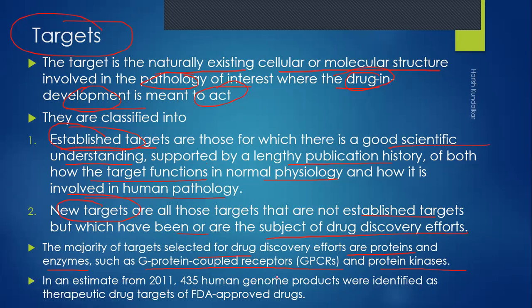In an estimate that was done in 2011, approximately 12 years back, 435 human genome products were identified as therapeutic drug targets for FDA approved drugs. Okay, so more than 400, almost like 500 के आसपास, 500 से थोड़ा कम genome products were identified as therapeutic drug targets for drug discovery.